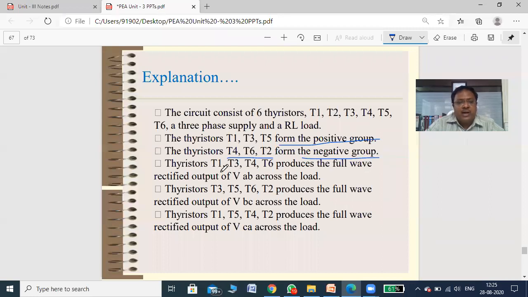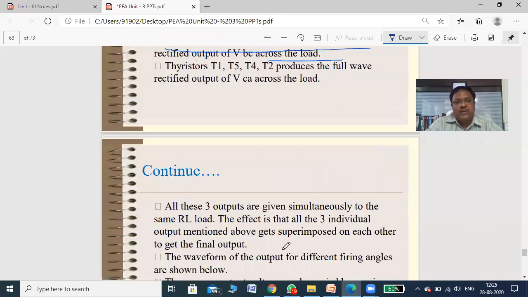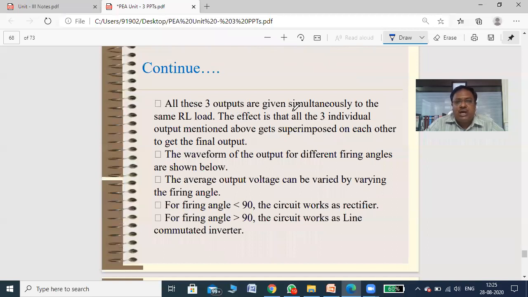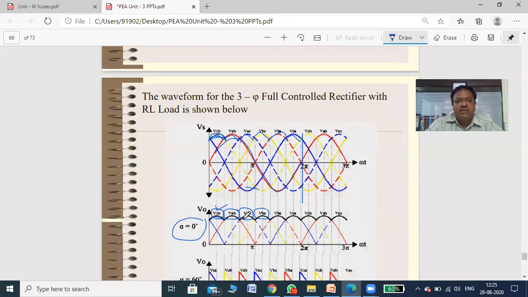Then thyristors T1, T3, T4, T6 produce the full wave rectified output VAB across the load. Thyristors T3, T5, T6, T2 produce the full wave rectified output voltage VBC across the load, and so on. All these three outputs are given simultaneously to the same RL load. The effect is that all three individual outputs get superimposed on each other to give the final output. The waveform of the output for different firing angles is shown in the figure, right?